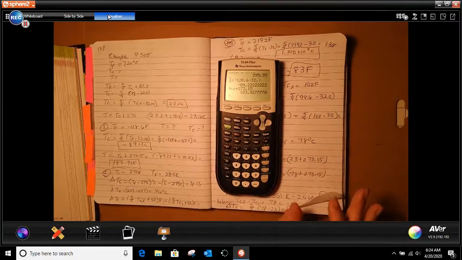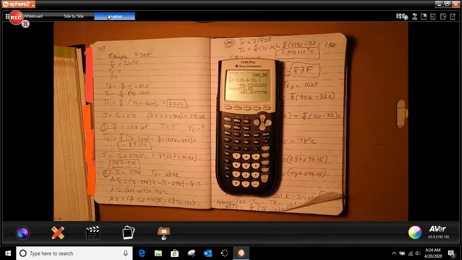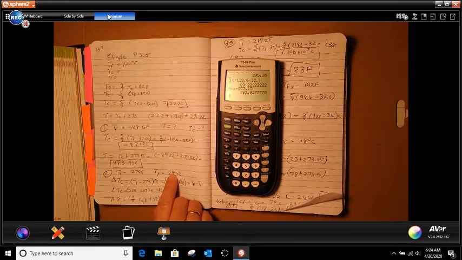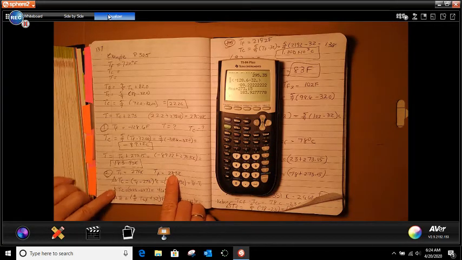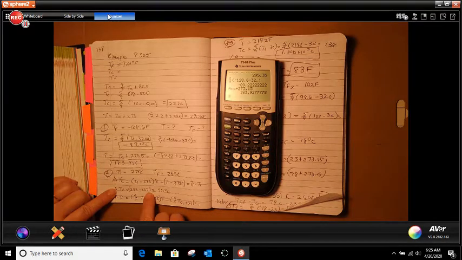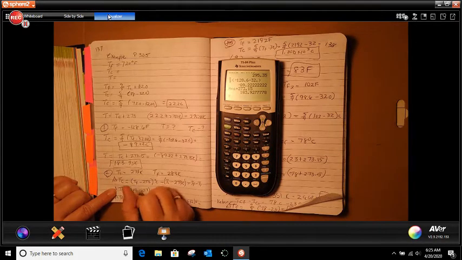Number 2 is a little different, though. It says, on January 21st, 1918, North Dakota had a surprising change in temperature. Within a 12-hour period, the temperature changed from 237 to 283. What is the change in temperature in Kelvin and Celsius? The first thing that we need to do is find the change in temperature. So we're going to take 283 from 273, and we're going to get 46. Sorry, I made a mistake here.